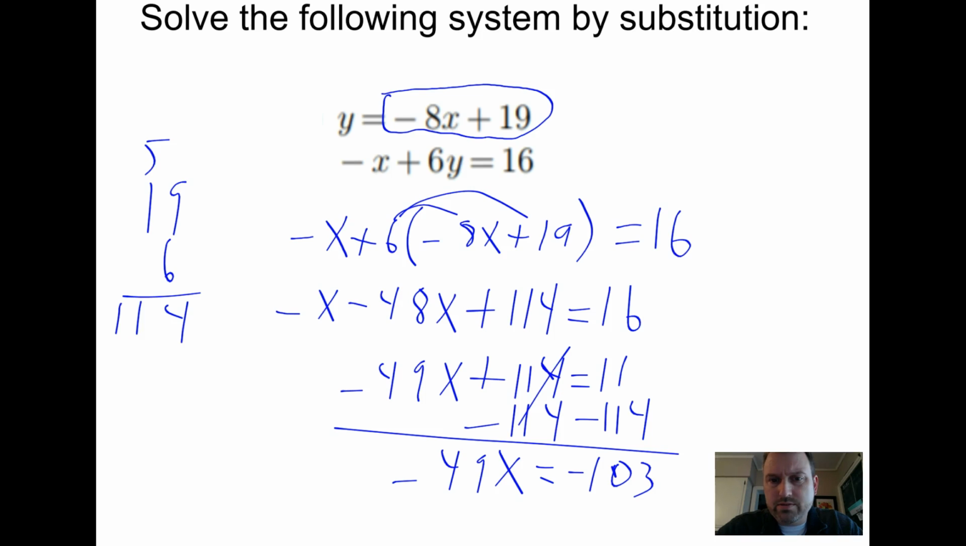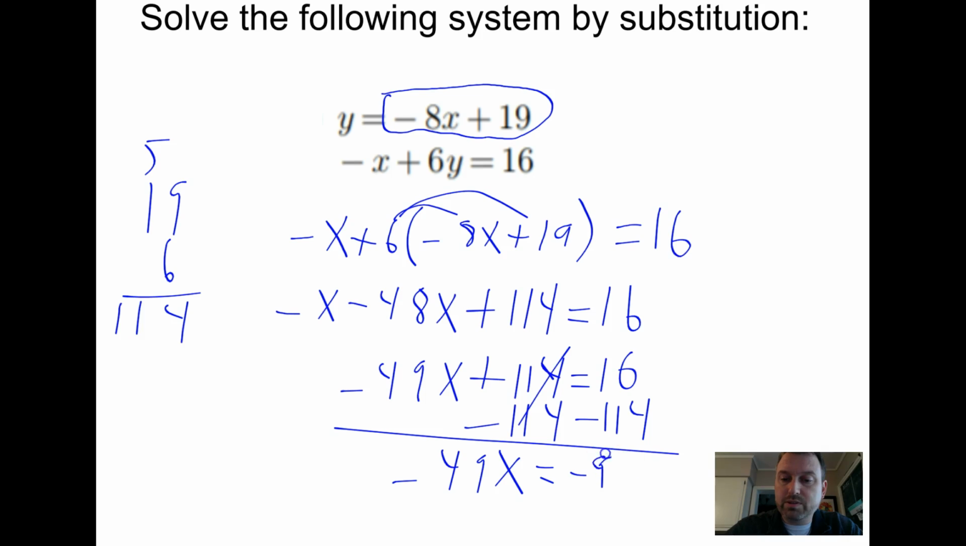5, 19 times 6. That's right. Oh, this is supposed to be 16 over here. Duh. So that would make this, sorry guys, negative 98. Yep.